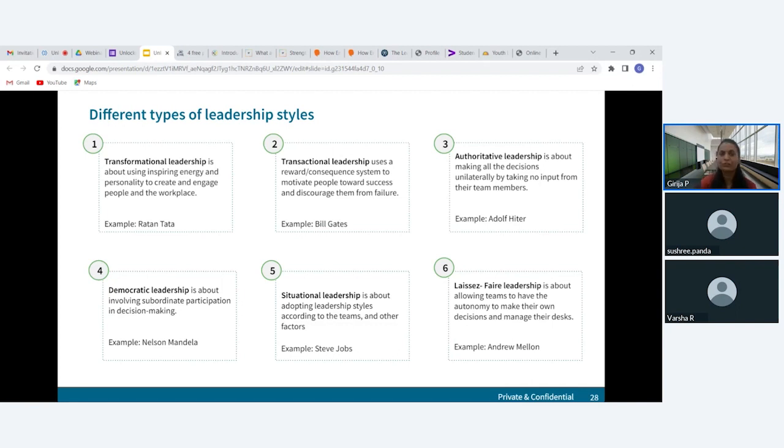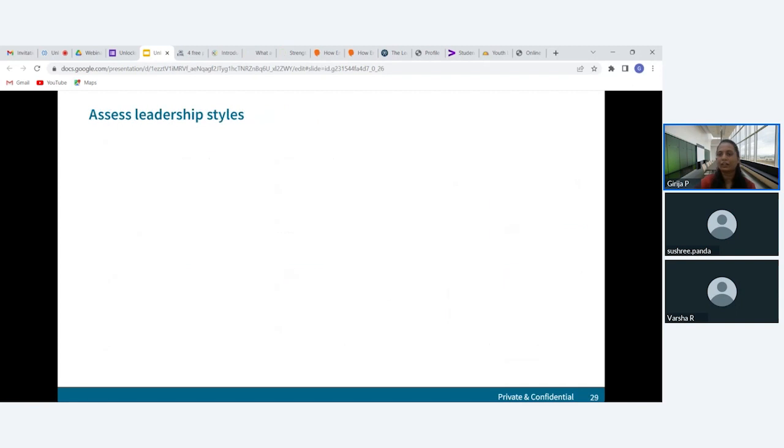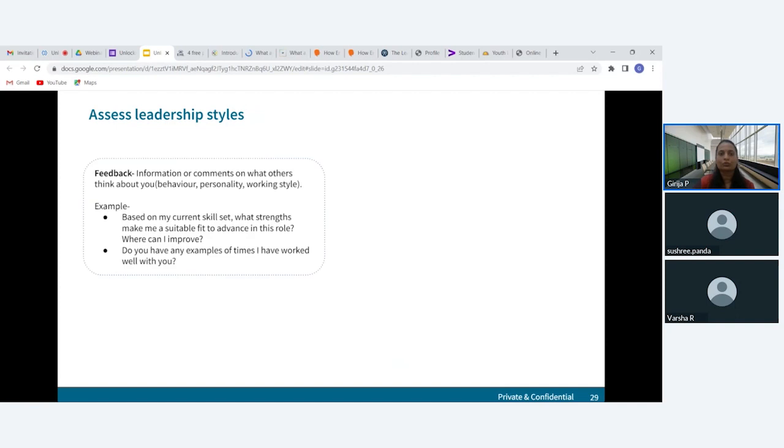So let's move ahead and see another way we can understand our leadership style, which is to assess your leadership style. One way to do that is to take feedback from whomever you're working with, from your friends, your classmates, or if you're engaged in any group studies.